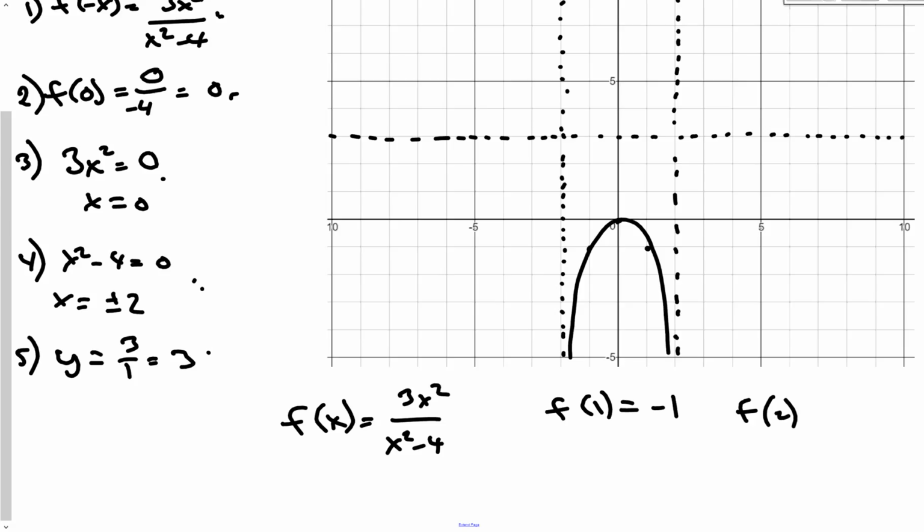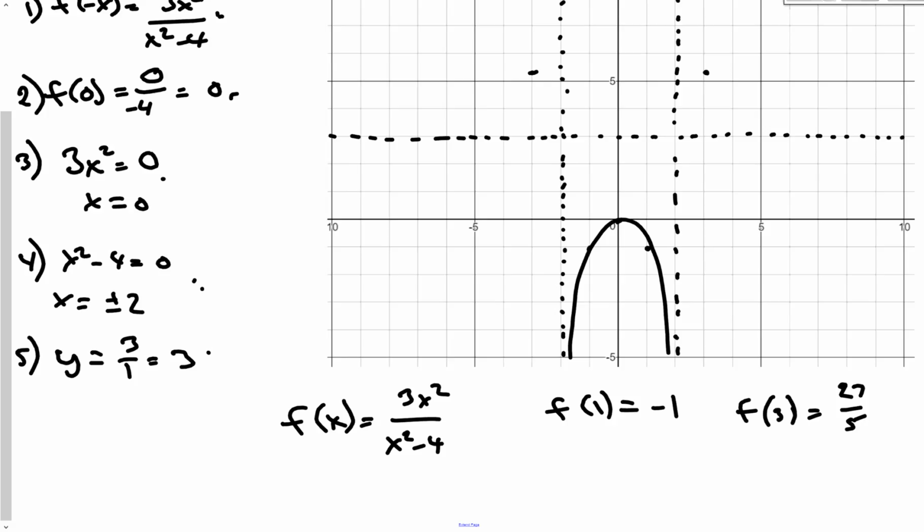I don't want to plug that in because that's undefined. That's my asymptote. So let's plug in 3. If I plug 3 into this function, I get 9 times 3 divided by 9 minus 4. So that's 27 over 5, okay, which is about 5.4. So at 3, this function is about 5.4, which means that at negative 3, this function is about 5.4 as well.